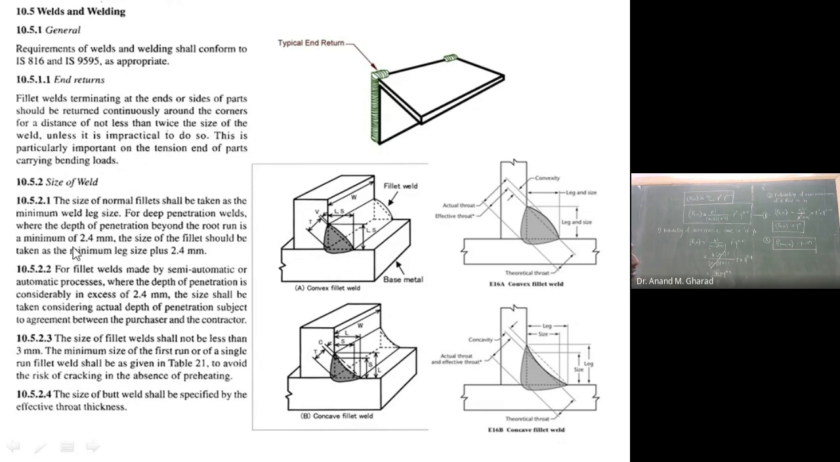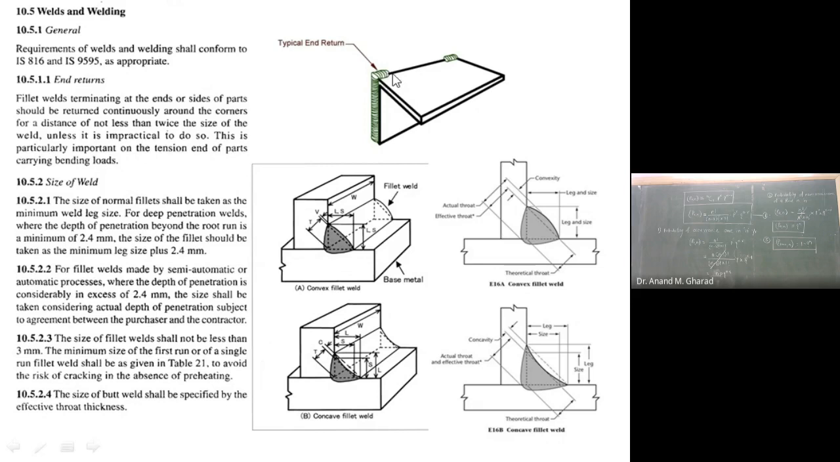Now there are a few important clauses for such type of connection, which we will be frequently coming across. That is the tension member or the compression member. In that case, we are supposed to go for these end returns. The purpose of this end return is to keep the two members in position.